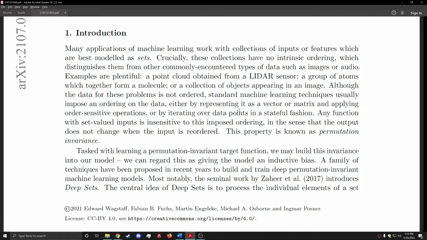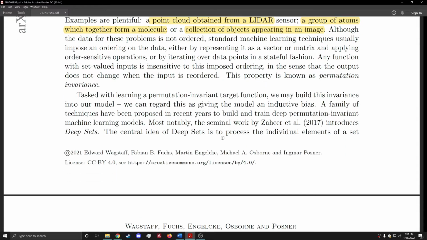So the best thing we can do is define what a set is. That's going to be important if that's what we're going to be talking about the whole time. So a set is a collection of things with no intrinsic ordering. Some examples they give are a point cloud from a LiDAR sensor, a group of atoms in a molecule, or a collection of objects appearing in an image. So a set is pretty much just a group of things. We can think of it as a graph with no edges. It's all nodes.